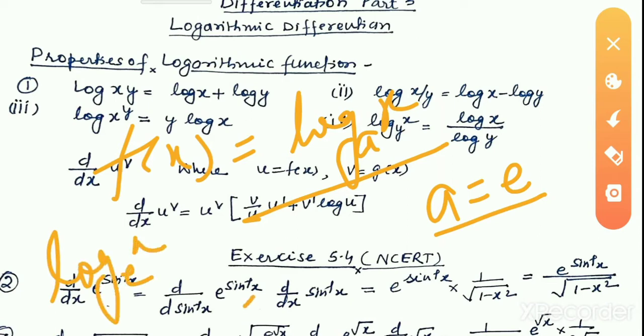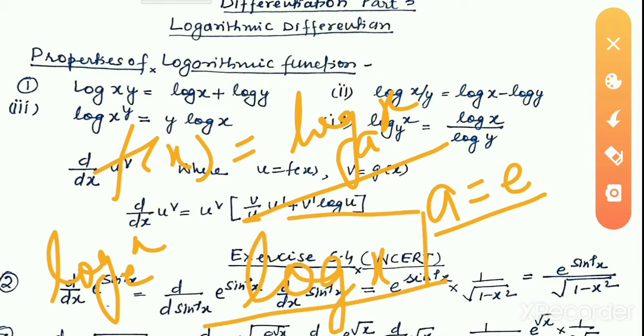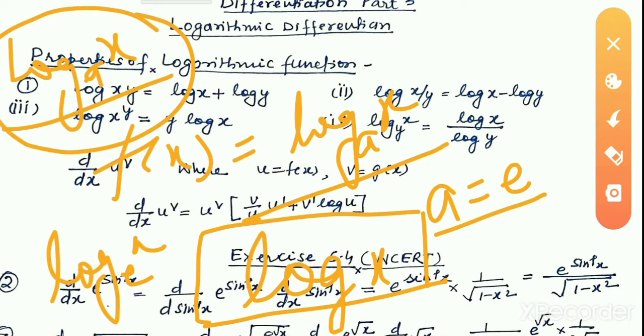If base is not given, suppose it is log x, then it will always be considered as natural logarithmic function. If some other base is given, then it will not be called natural logarithmic function, simply logarithmic function. If base is not given or base is given as e, it is called natural logarithmic function. I hope you understood it.